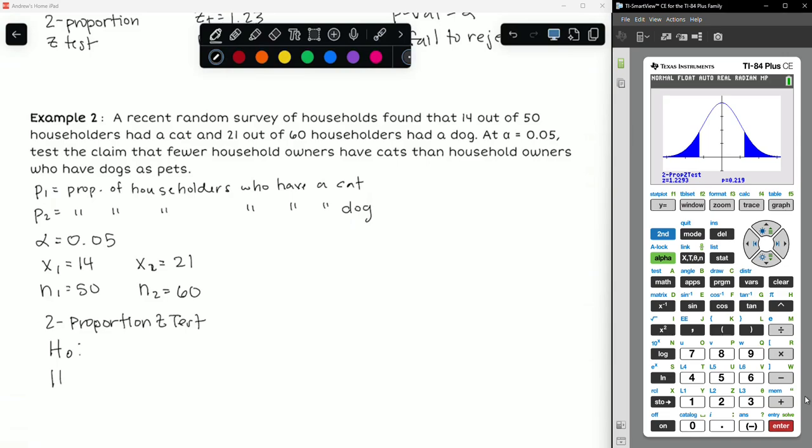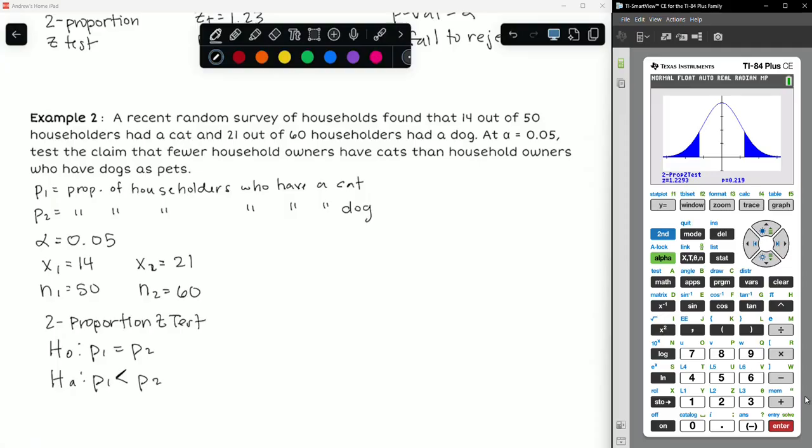I need to state my null and my alternative. So claims about P1 versus P2. The null is always a statement of equality. And my alternative, I want to test the claim that fewer households have cats. Cats fewer than dogs, so that's cats less than dogs. Cats is 1, so 1 is less than 2. That's the claim we're testing. Fewer cats than dogs. P1 is less than P2.